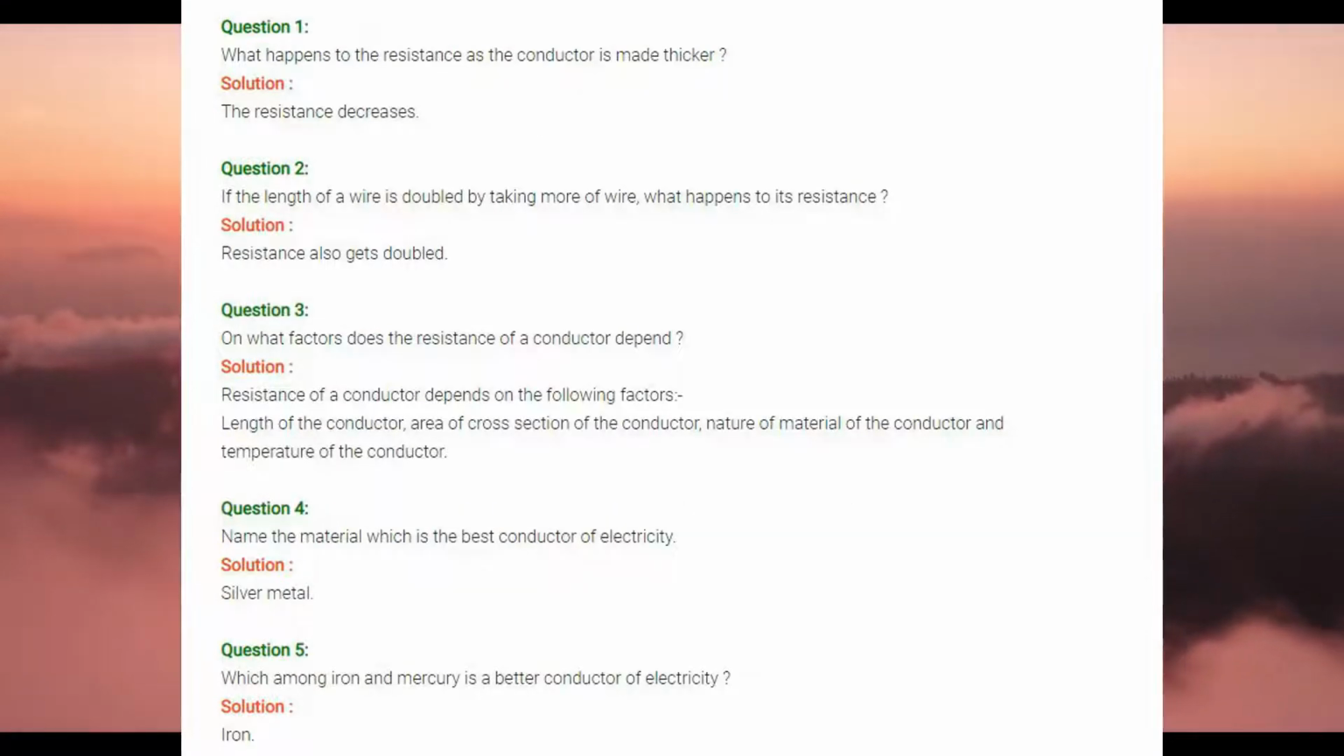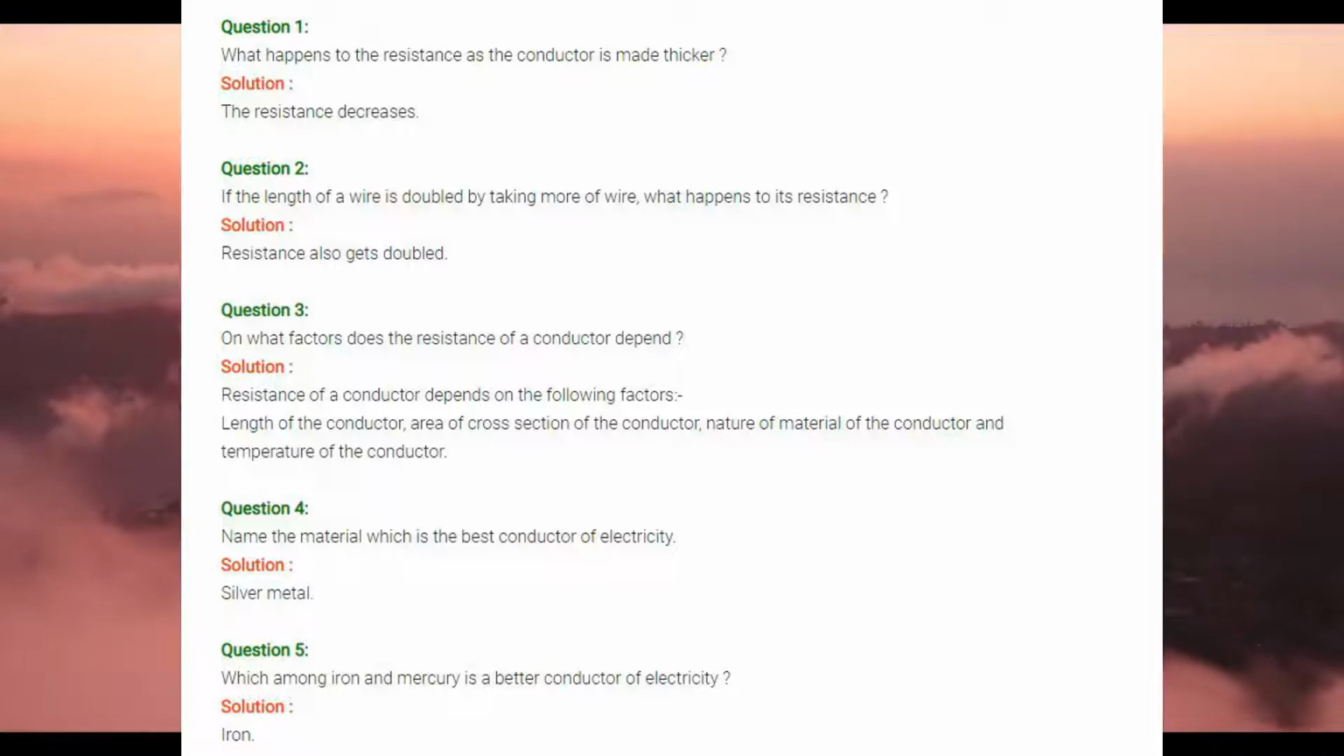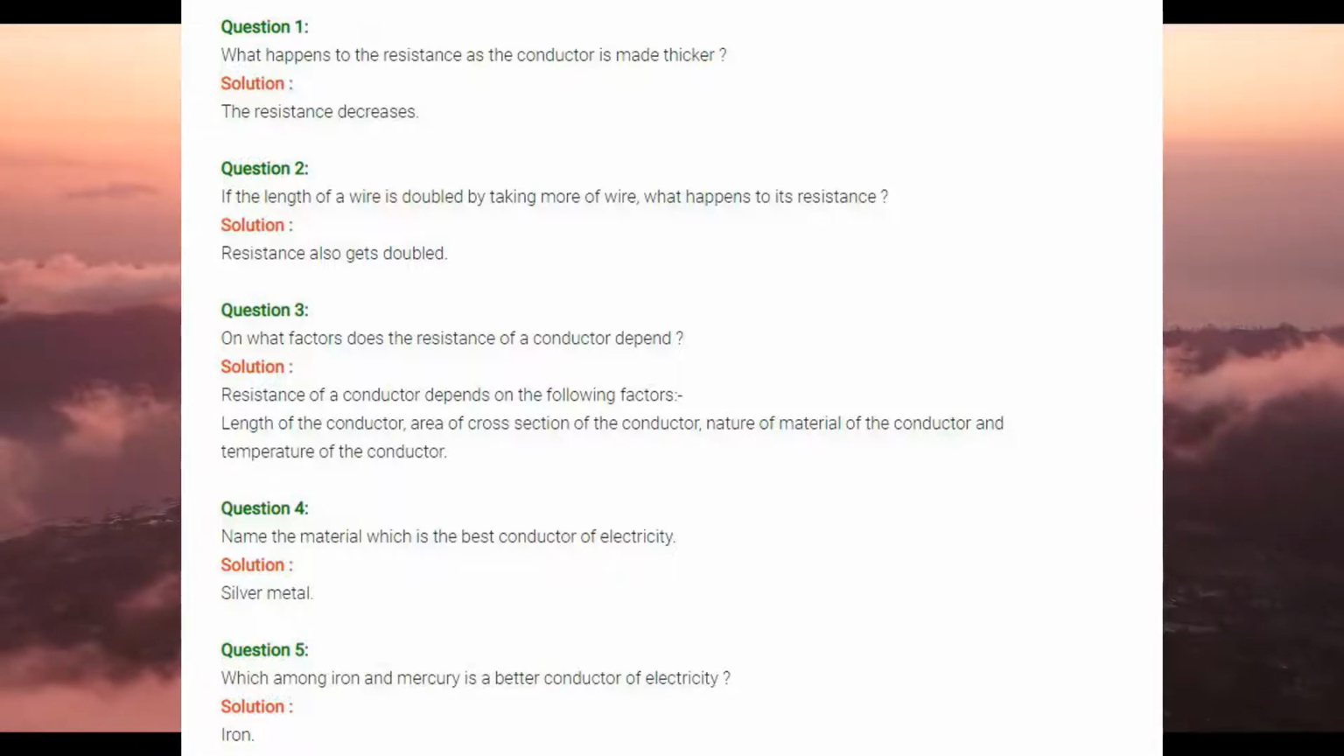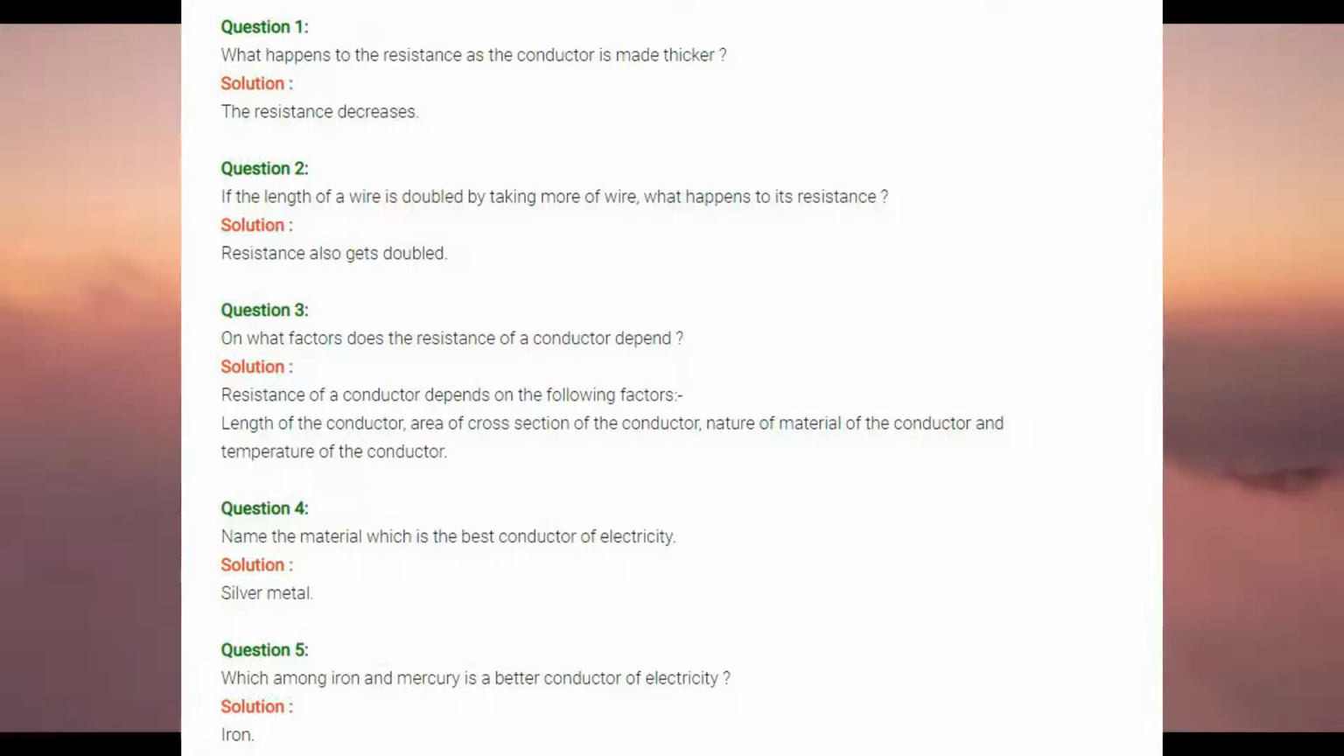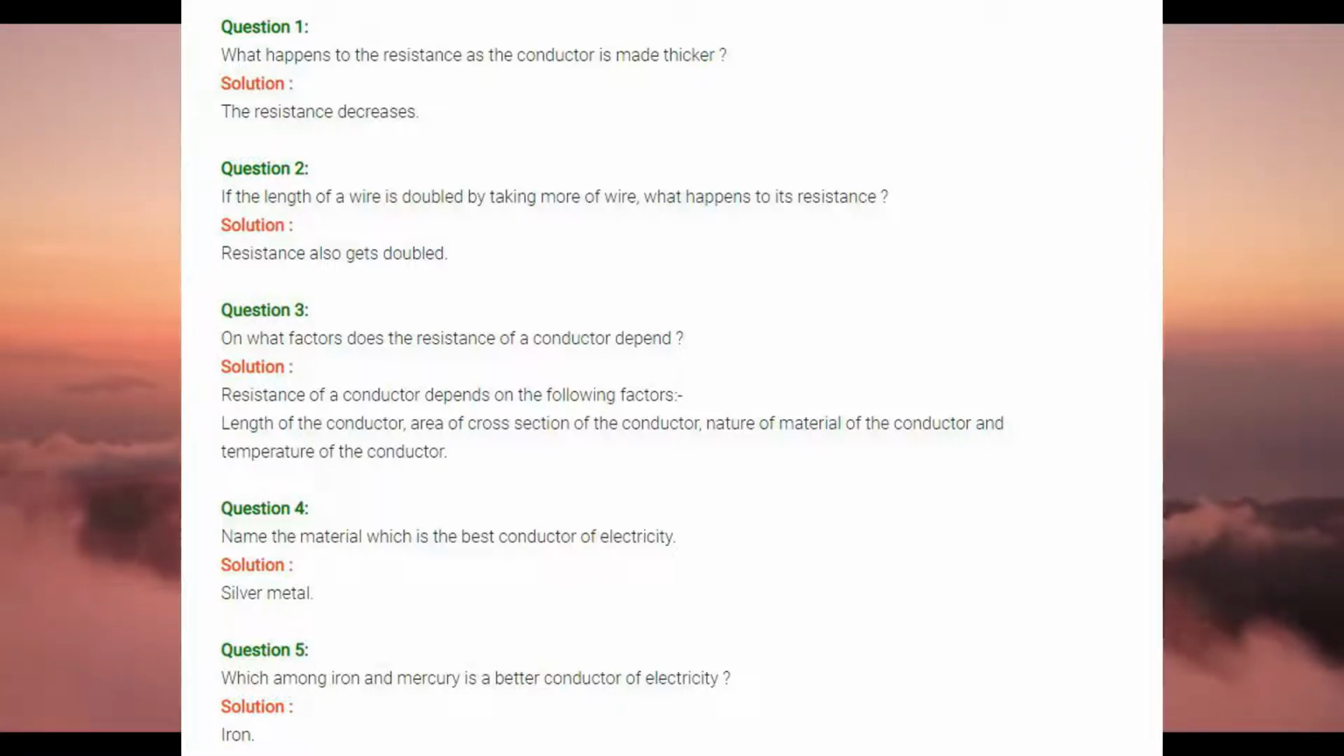Question 1. What happens to the resistance as the conductor is made thicker? Solution: the resistance decreases. Question 2. If the length of a wire is doubled by taking more of wire, what happens to its resistance? Solution: resistance also gets doubled.